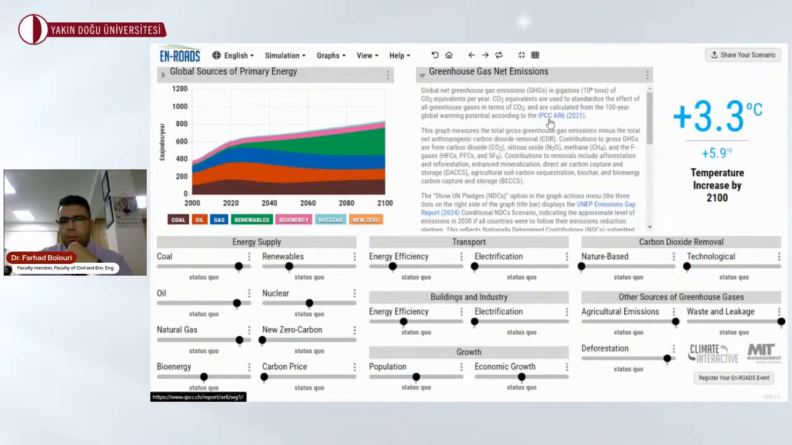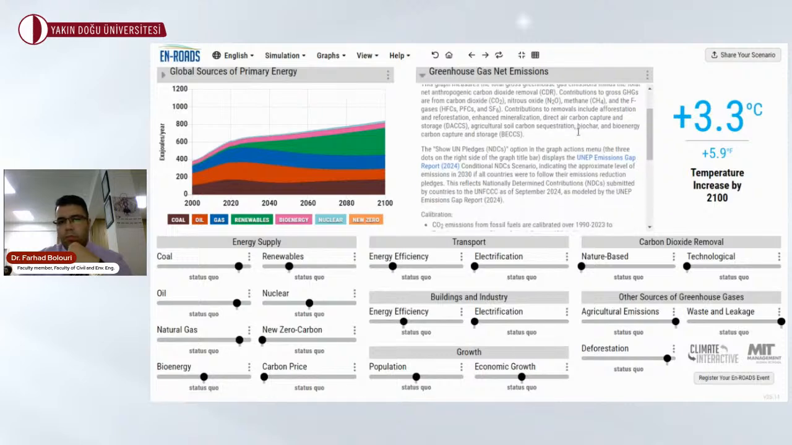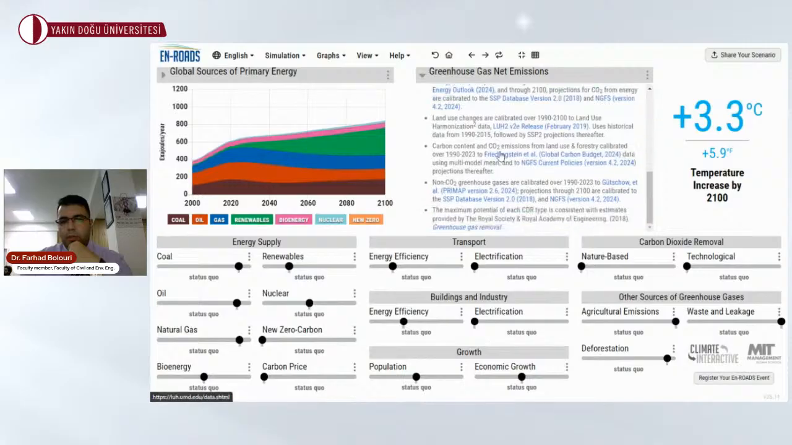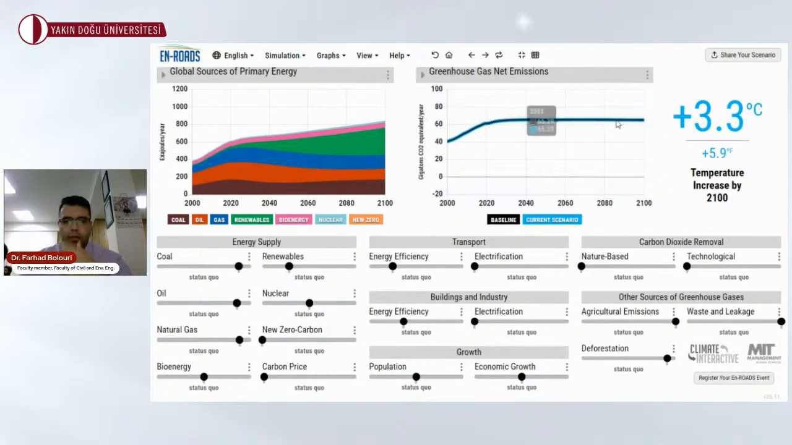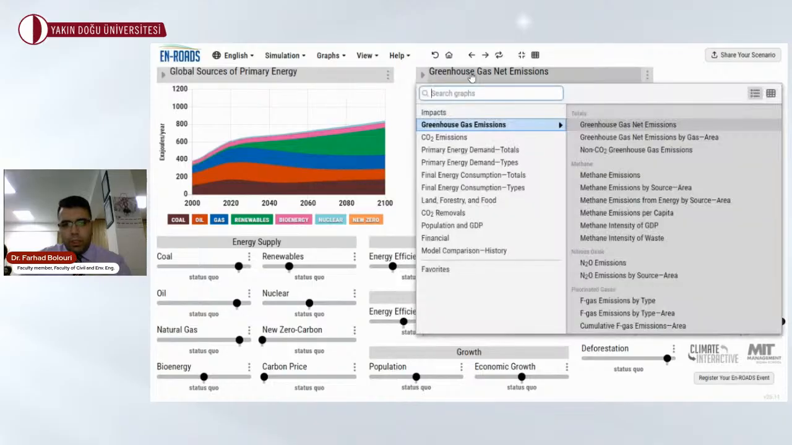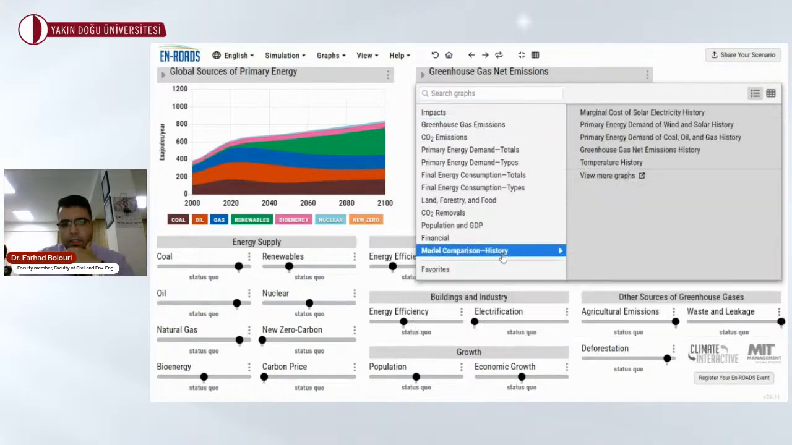It comes from, for example, the IPCC report in 2021, and the other things they have for calibration. They use these because in modeling, just building the model is not important. Your calibration is so important to see whether it works exactly for you or not. If you click even here, you have the history.